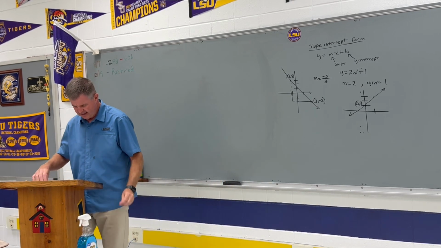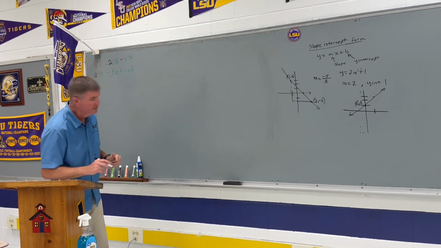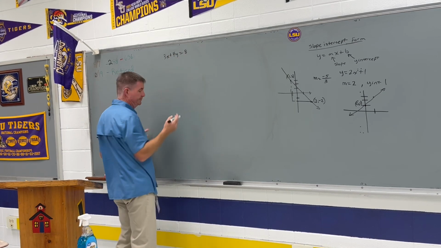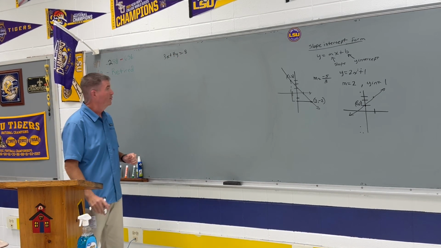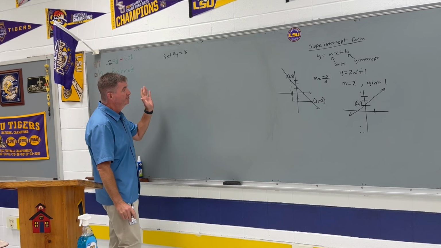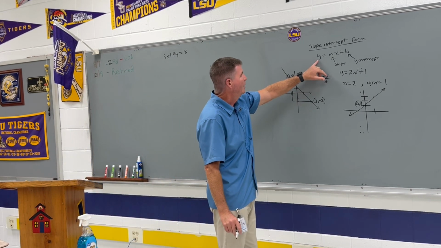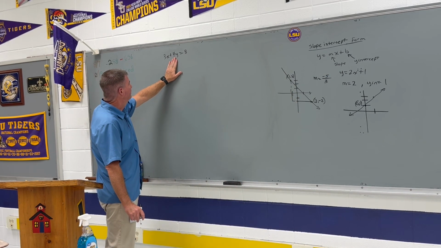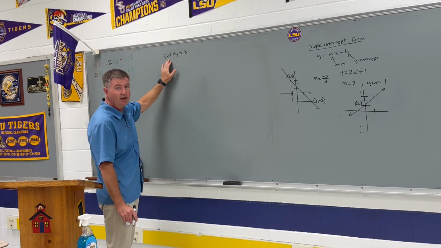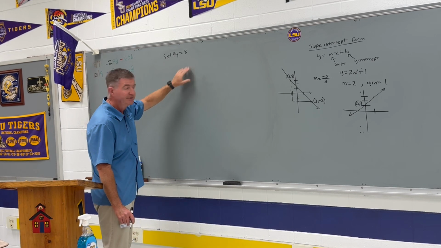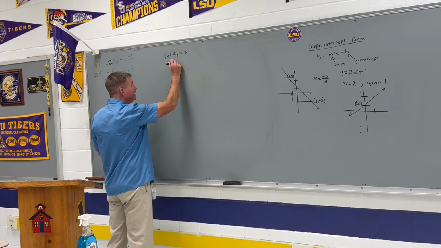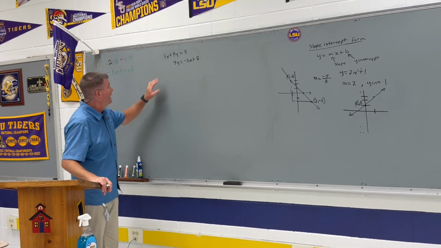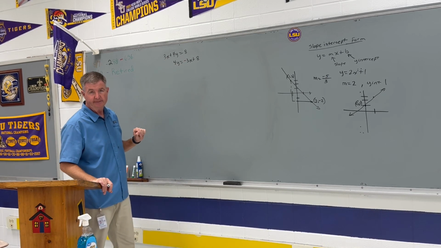So in this case, they have 3x plus 4y equals 8. And they want us to find the slope and the y-intercept. Well, in order to find it, it must be in this form, which is y by itself equals. In this case, y is not by itself. So the first thing I want to do is get the 3x to the other side. In order to do that, I'm going to subtract 3x from both sides, giving me 4y equals negative 3x plus 8. I just brought the 3x to the other side by subtracting it.